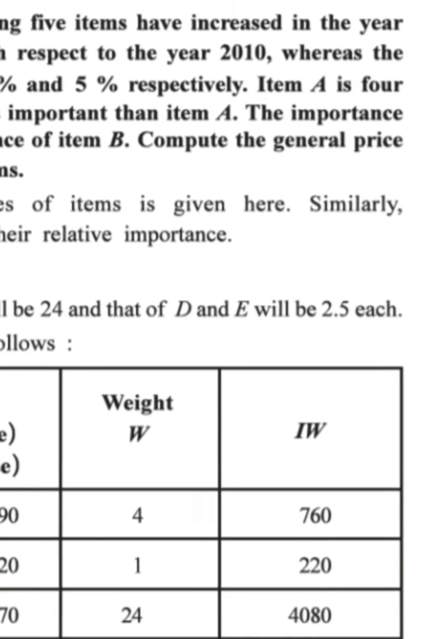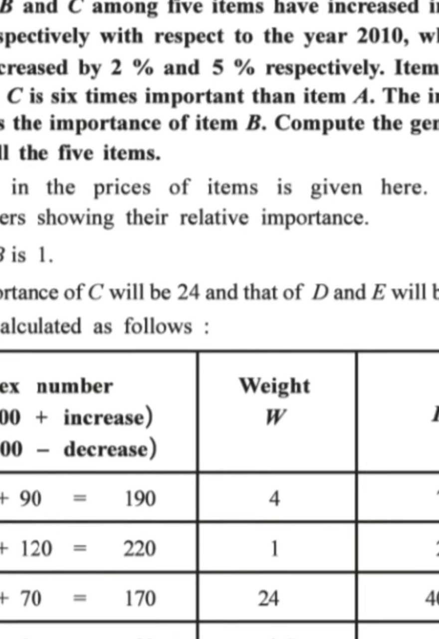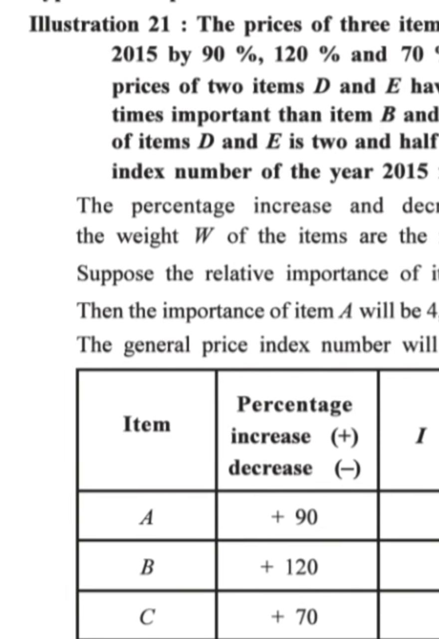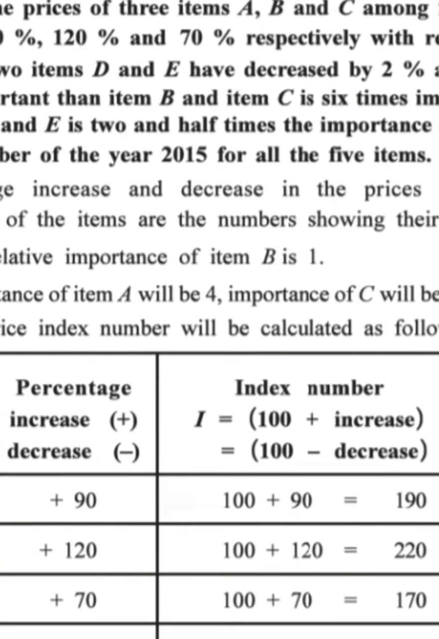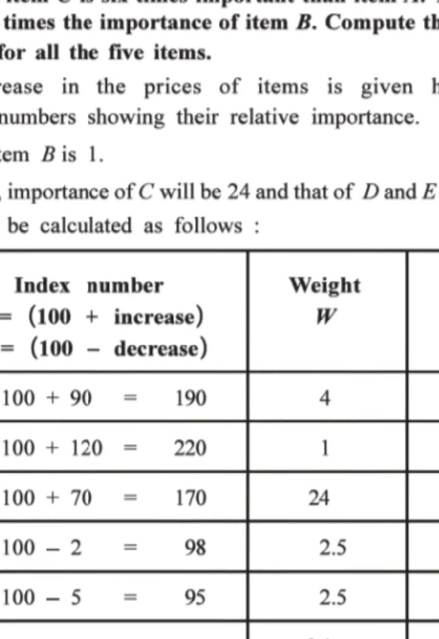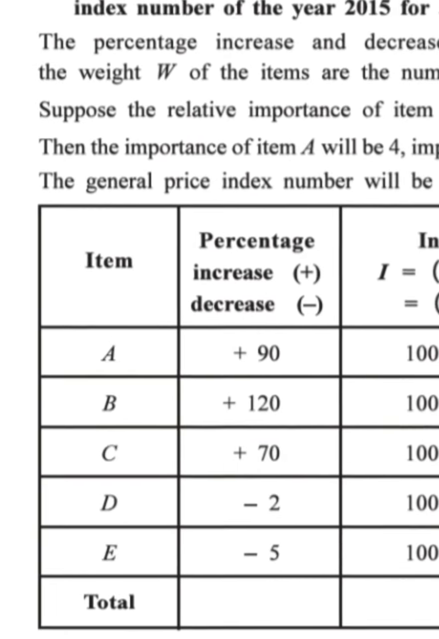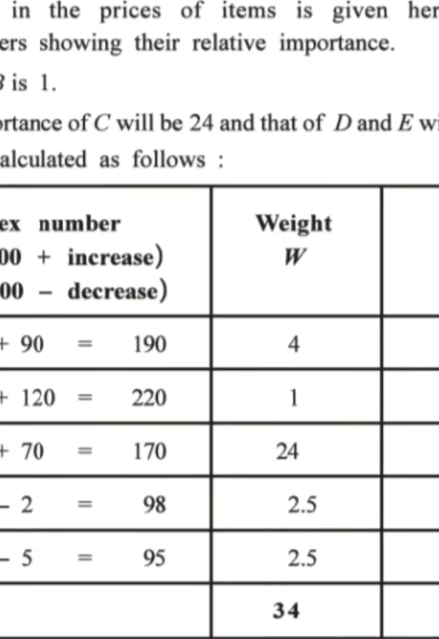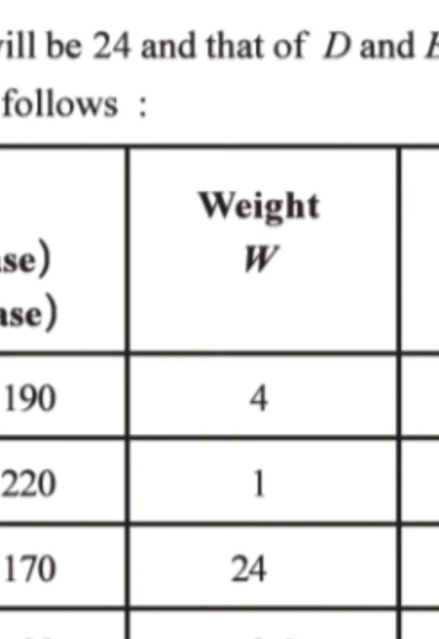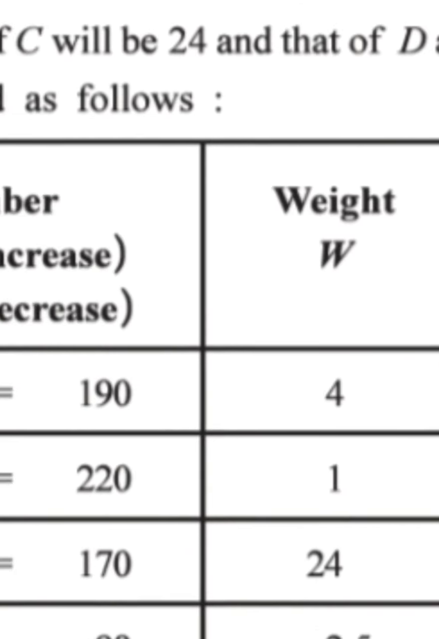Now see the third line. Item A is 4 times important than item B. A has been compared with B, right? So for B we are going to take the weight as 1, and item A is 4 times that of B, and that's why 4 multiplied by 1 we will get 4. So for item A weight is 4, right?